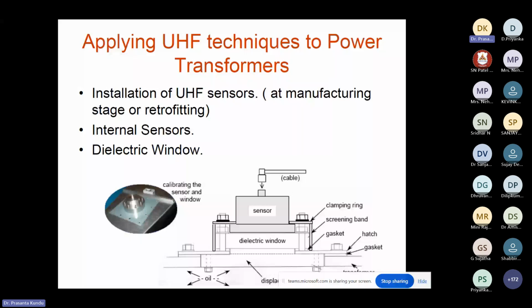Because PD may not be available during the initial position, but it can occur at any time of the operation. So for higher cost equipment, specifically the transformer, continuous monitoring of the PD and its analysis is necessary. Online monitoring is very much required for the health and reliable operation of the transformer. So you have to put the internal sensor inside the transformer tank itself.